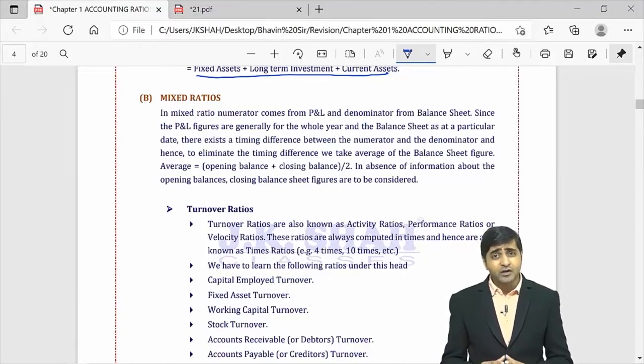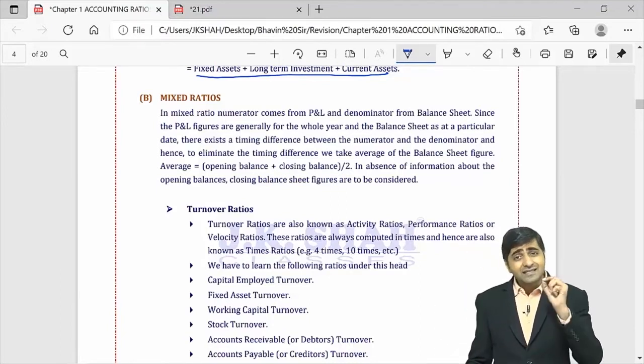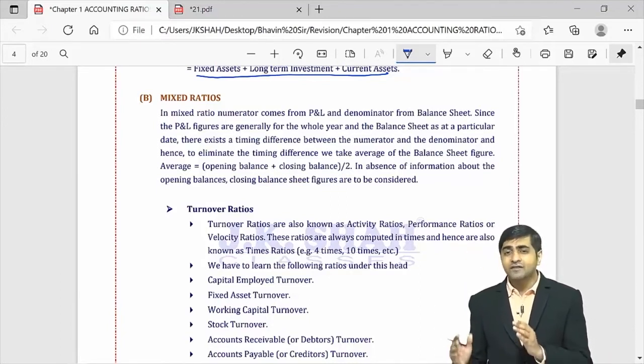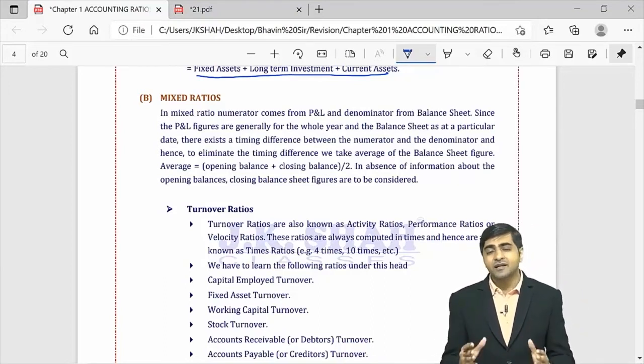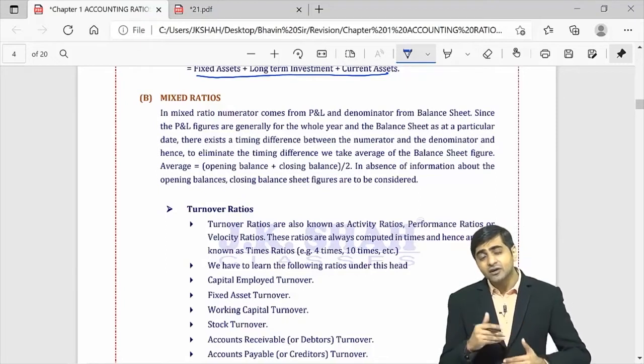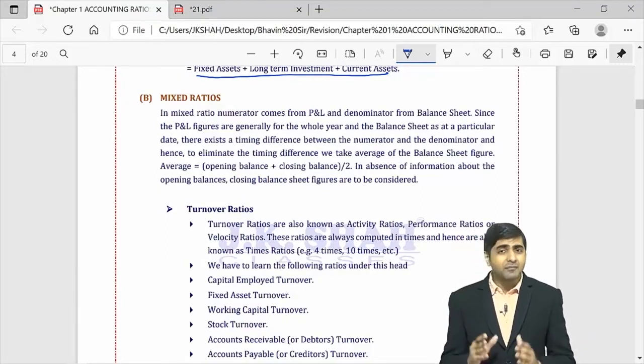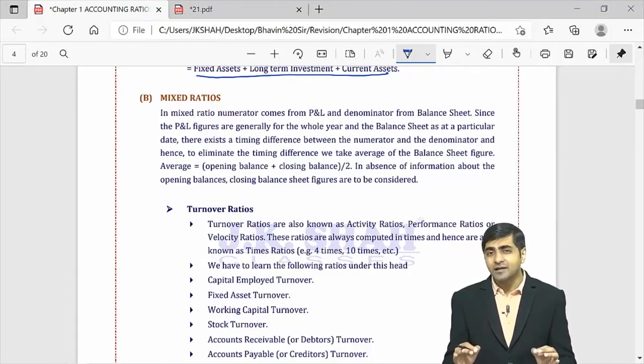In the capital employed turnover ratio, we need to check how much sales is generated with the amount of capital employed. Suppose your sales generated is 10 lakhs and your capital employed is 2 lakhs. Then this ratio is 5 times. But my dear students, while considering capital employed, we have to take opening plus closing capital employed divided by 2. We need to consider its average, so that the timing difference gets eliminated.